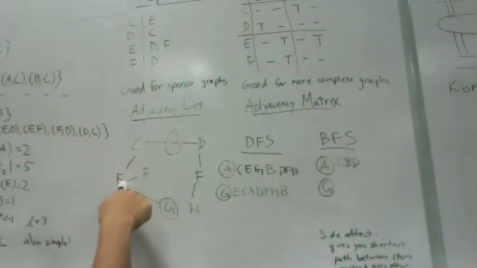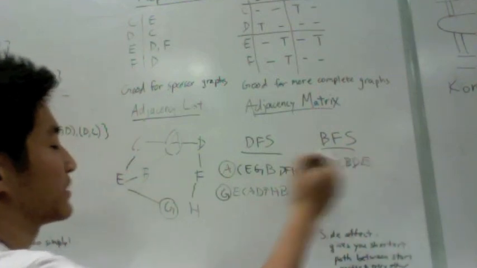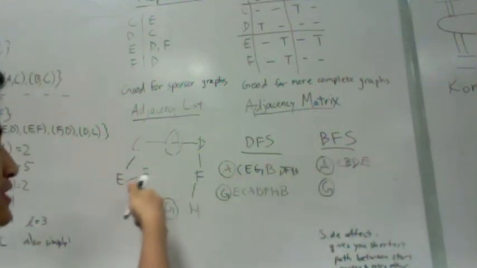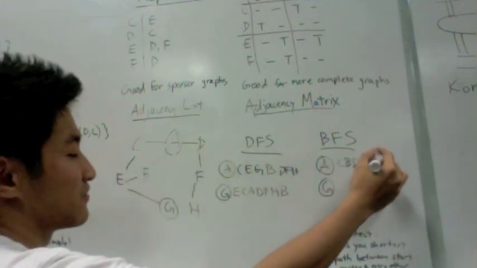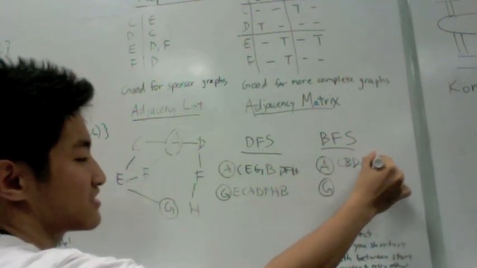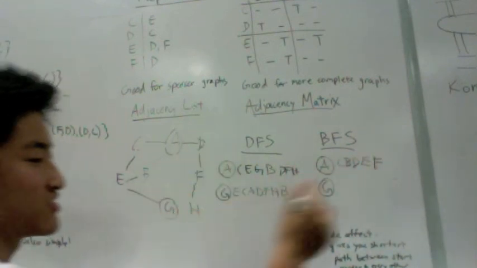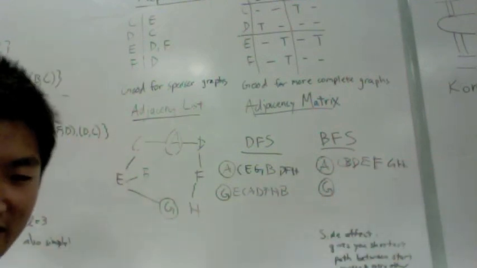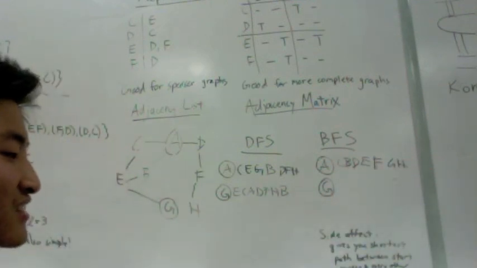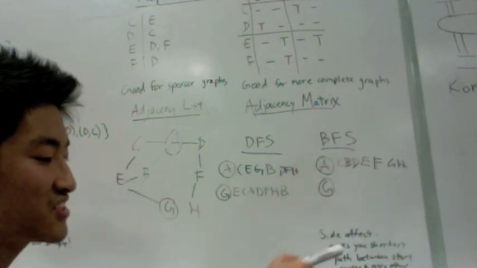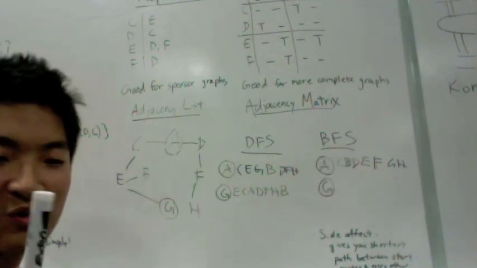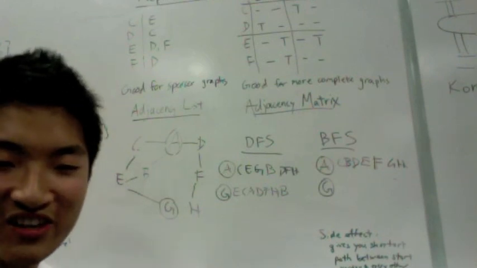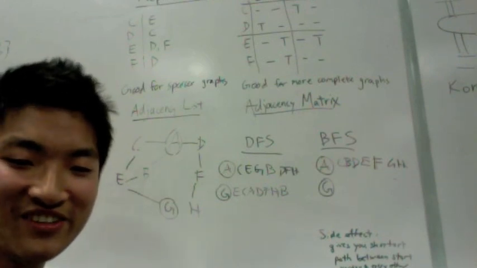And from C, you go to a distance 2, E. But E's already visited, so it doesn't matter for B. D's next one is F, a distance 2 away from A. Finally, you have G, H. And I'll leave the last one to you as an exercise. And one last observation, a side effect: breadth first search gives you the shortest path between the start vertex and every other vertex after that. And you'll also see why.